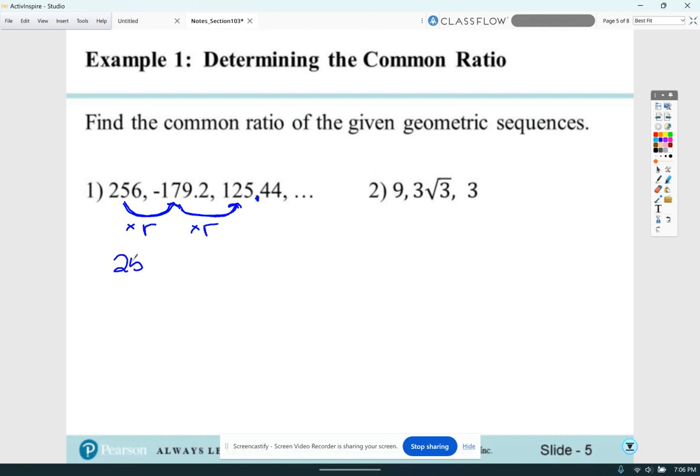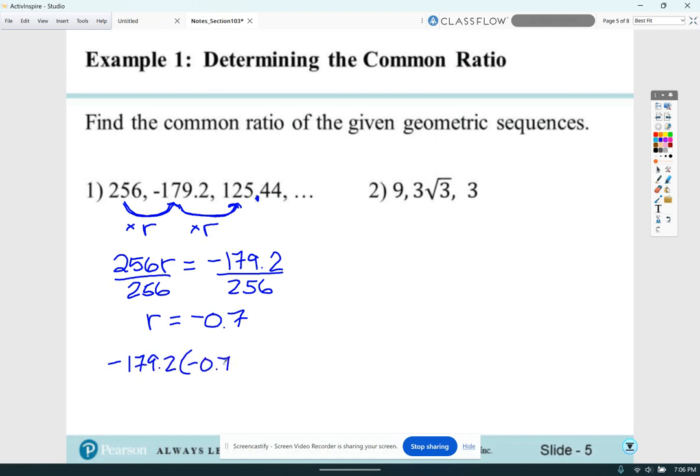I know I have to take 256 times r to get negative 179.2. So I'm going to divide both sides by 256. That gives me an r value of negative 0.7. Now I'll double check to make sure that that also works for the next one. I'll take that negative 179.2 and multiply it by negative 0.7. That should give me the next term, which is 125.44. To be a common ratio, it should work for every set of terms.